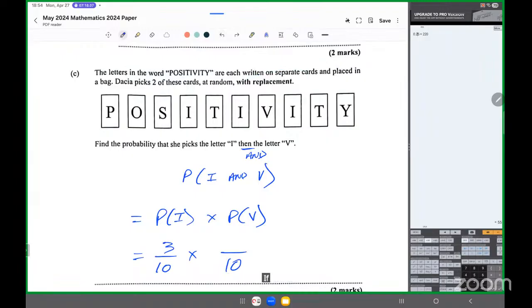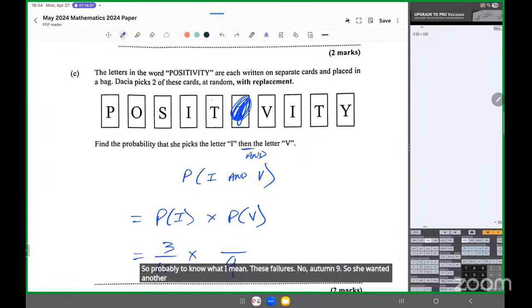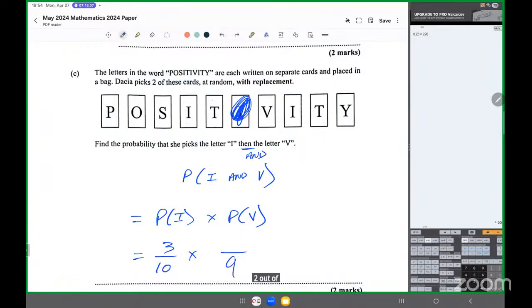If it was without replacement, then the probability would have changed to out of 9, and you would only have 2 I's left in the bag. You take out one of the I's, so the probability now would have been out of 9. If she wanted another I, it would have been 2 out of 9. And if she wanted a V, it would have been 1 V out of 9.